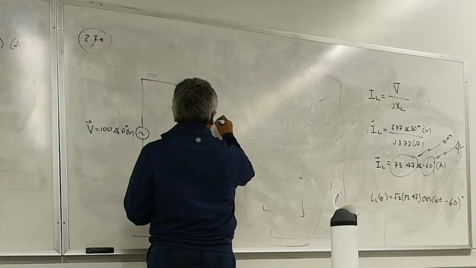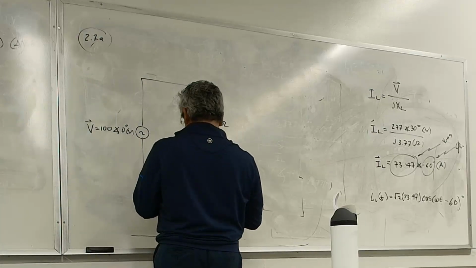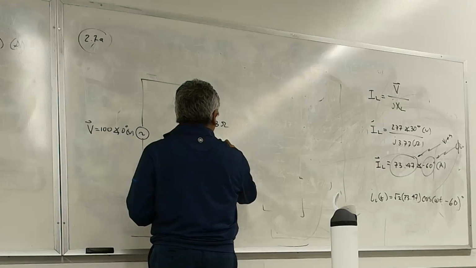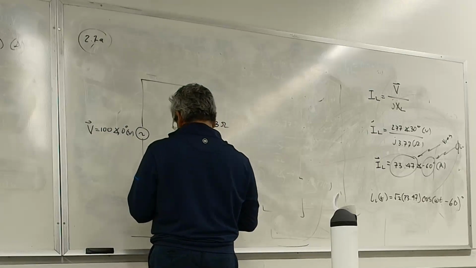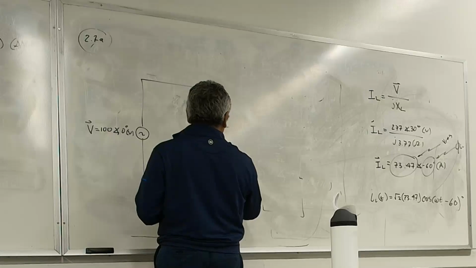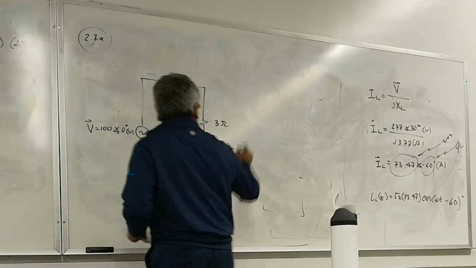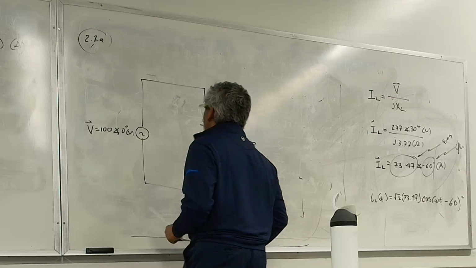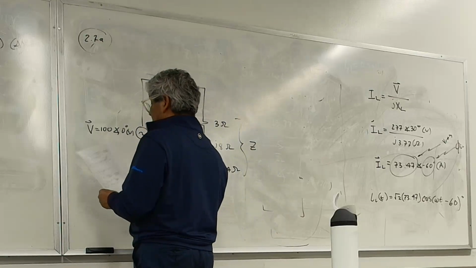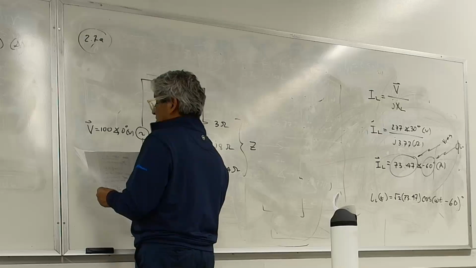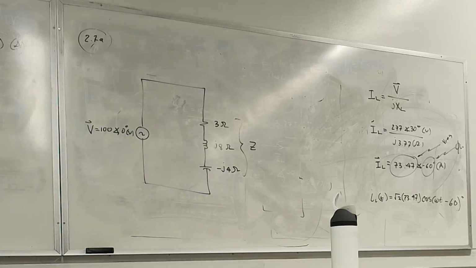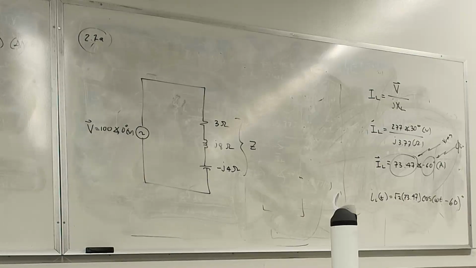So they're telling me that this is 3 ohms. They're telling me that this is 8 ohms, so this is j8 ohms. And they're telling me that the capacitor is 4 ohms, so it's minus j4 ohms. And this is Z. And what they want us to find on the first one is the impedance of that circuit. So, really quick, is this a resistive inductive or resistive capacitive circuit?